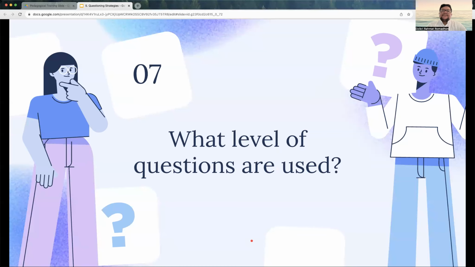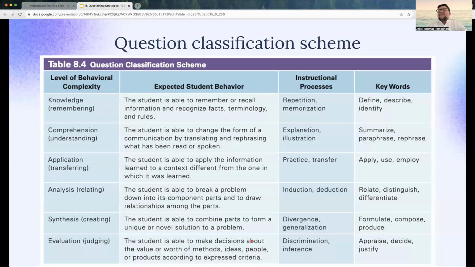And then next is what level of questions are used. So in this case, we are going to discuss the cognitive level of the questions. We know that there are at least 6 of them. This one is the Bloom taxonomy without revision yet. No, this is not Anderson, because in Anderson the synthesis will be the last one and the evaluation will be the 5th. But that's okay.